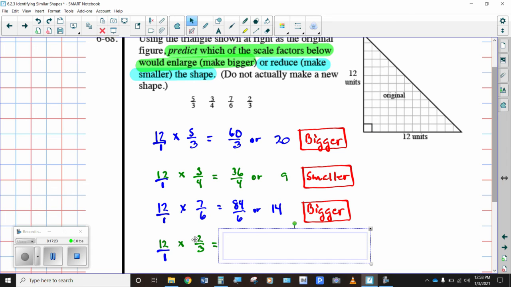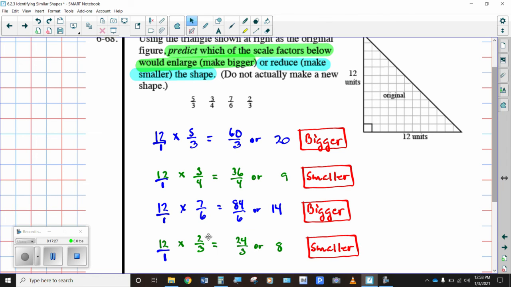And then the last one, since 2/3 is less than 1, it should make it smaller, correct? So 12 times 2/3 is 24/3, which is 8. So yes, absolutely. When you multiply each one of these side lengths times a scale factor that is 2/3, you're going to get a smaller number, a shorter side length, so you'll get a smaller figure.